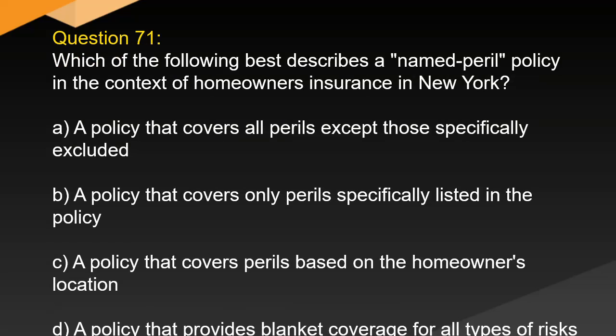Question 71. Which of the following best describes a named peril policy in the context of homeowners insurance in New York? A. A policy that covers all perils except those specifically excluded. B. A policy that covers only perils specifically listed in the policy. C. A policy that covers perils based on the homeowner's location. D. A policy that provides blanket coverage for all types of risks.